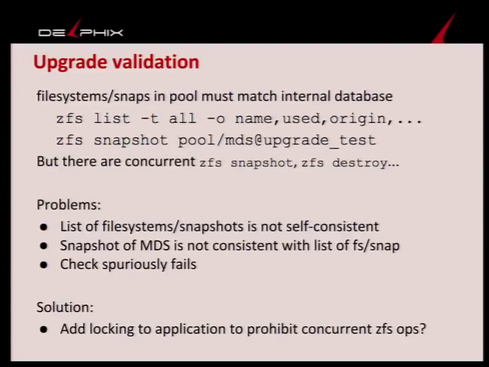One is that even if we ignore the snapshot of MDS thing, just doing a ZFS list is not self-consistent. What it's doing is calling down into the kernel for every file system and snapshot that it's listing, asking: what is the next snapshot? What is the next snapshot? What is the next snapshot? So if you're creating or destroying snapshots while you're in the middle of this, let's say you did a ZFS snapshot -r, it atomically creates a whole bunch of snapshots. You would think that the ZFS list would contain all of those snapshots or none of them, but that's not true. You might see some of those snapshots and not all of them due to the ordering that we iterate over things in ZFS list.